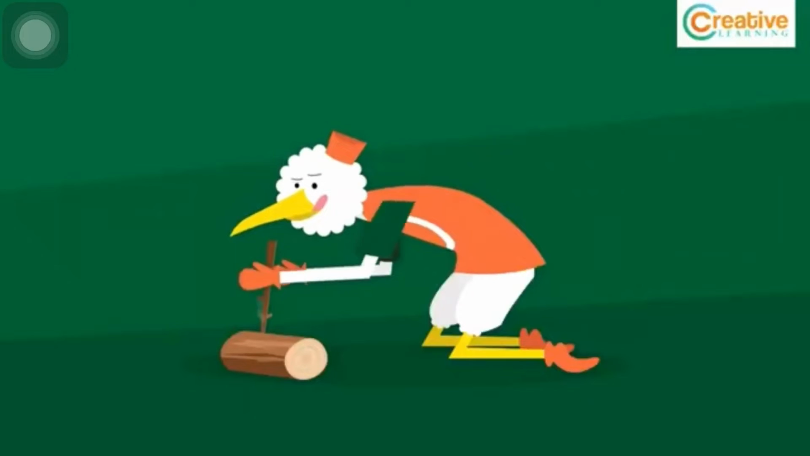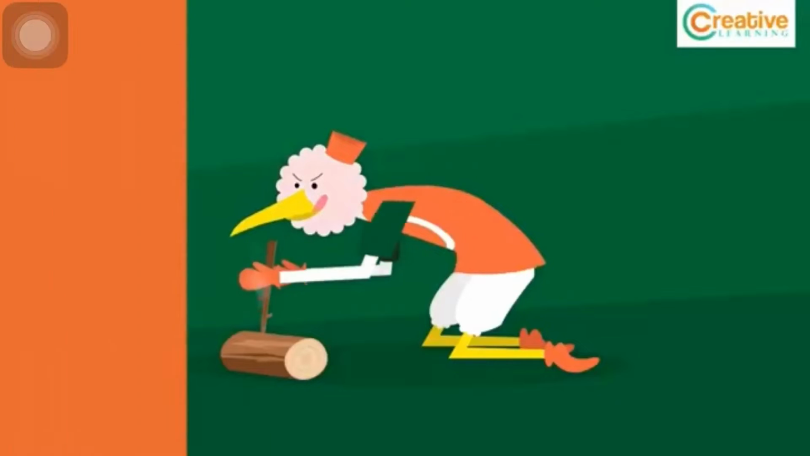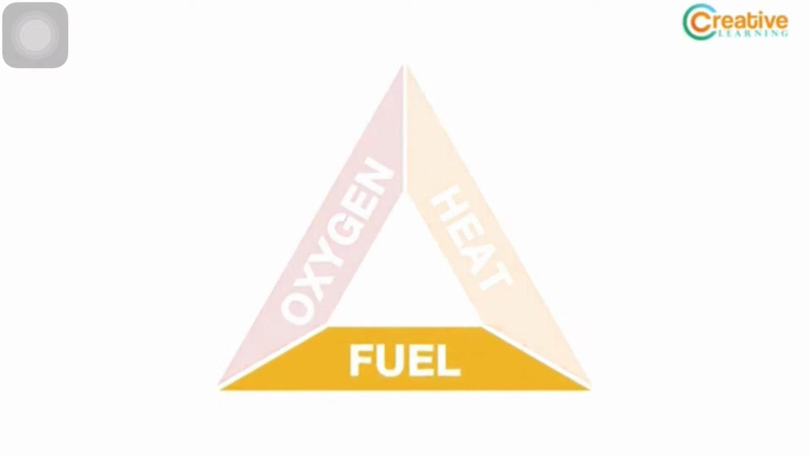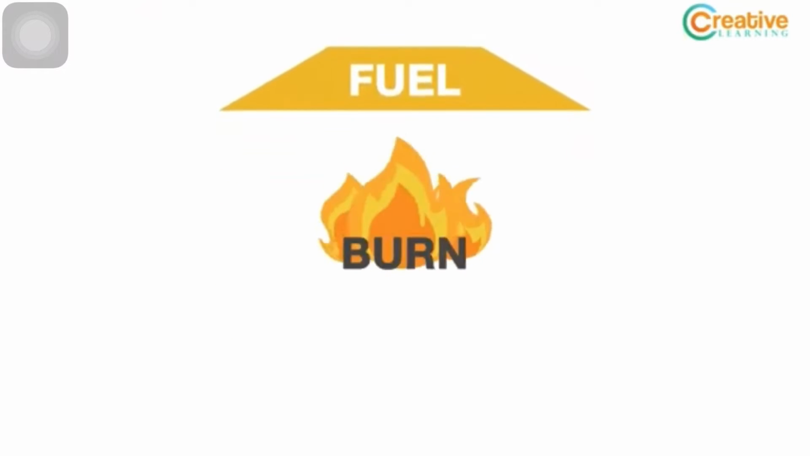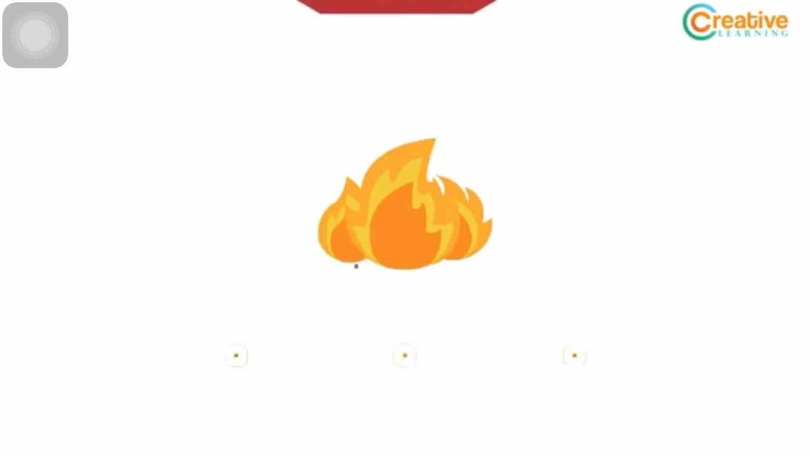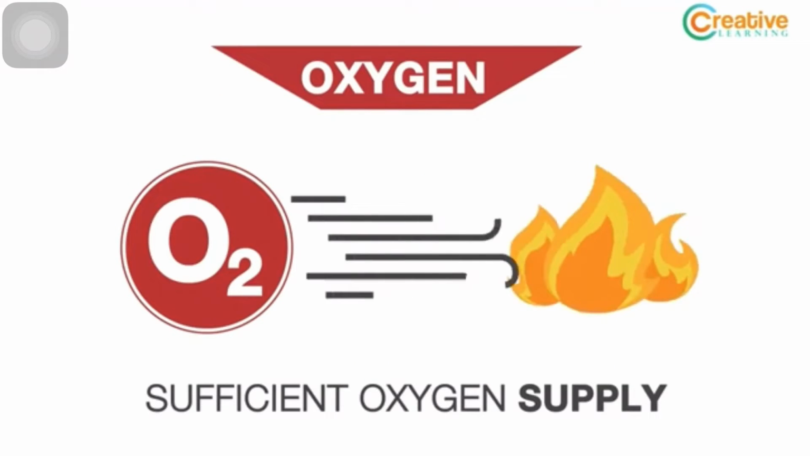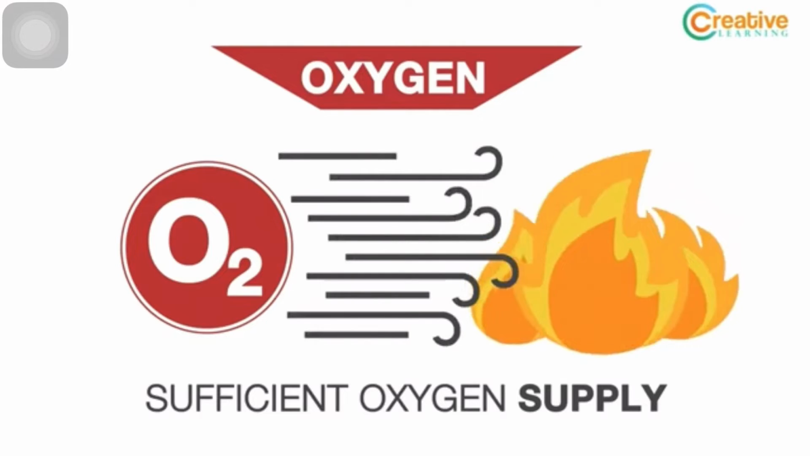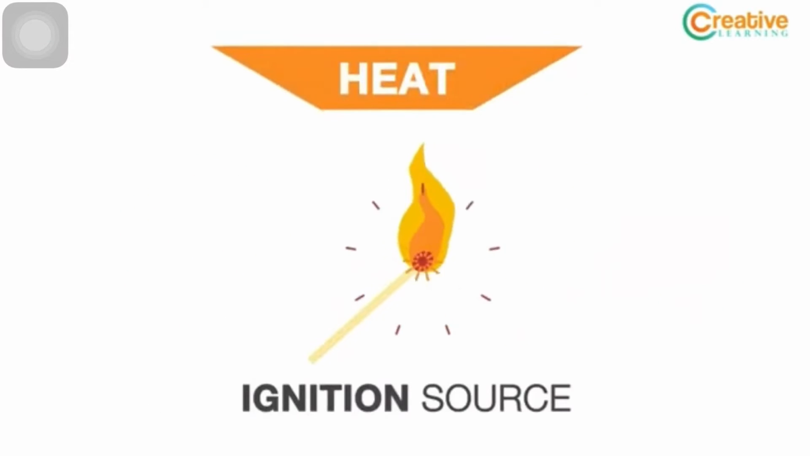How does a fire start anyway? For a fire to occur, 3 elements are necessary. First, a fuel source. Fire needs something to burn, such as a solid, liquid, or gas. Second, an adequate oxygen supply. There needs to be a sufficient supply of oxygen to keep a fire burning. And third, heat or an ignition source, something to start the fire.